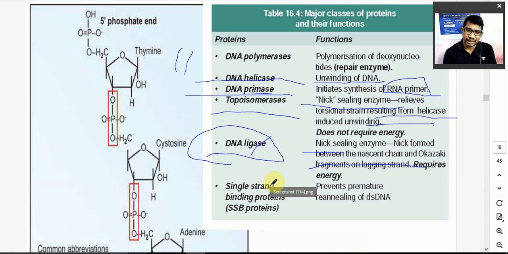Okay. Now on the lagging strand, the other strand, there is discontinuous synthesis of DNA, because that strand is 5 dash to 3 dash, so it is the opposite strand. So that's why synthesis happens in parts, and the fragments that are formed are called Okazaki fragments, and those fragments are later ligated, joined, by DNA ligase.